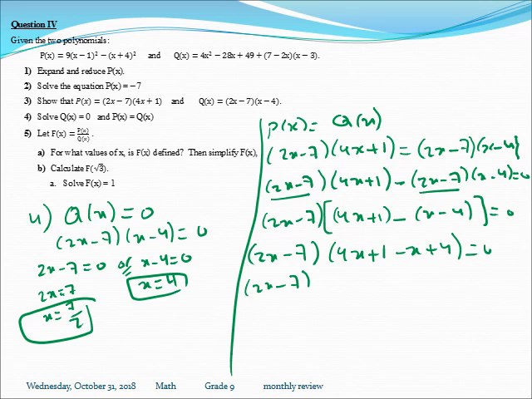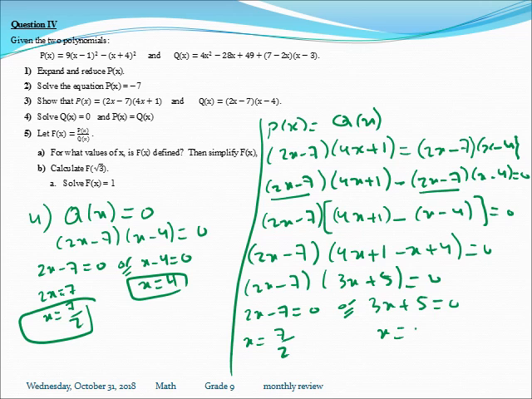(2x minus 7)(3x plus 5) equals 0. So 2x minus 7 equals 0, or 3x plus 5 equals 0. So x equals 7 over 2, or x equals minus 5 over 3.